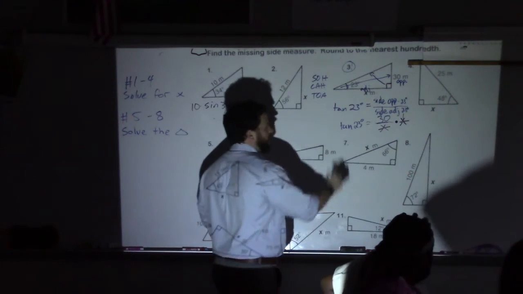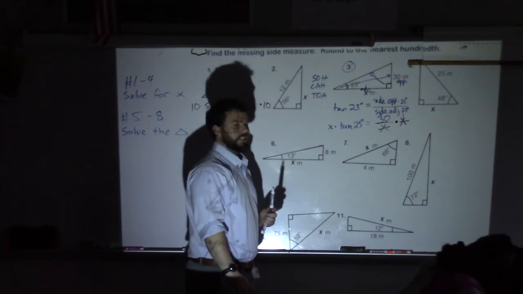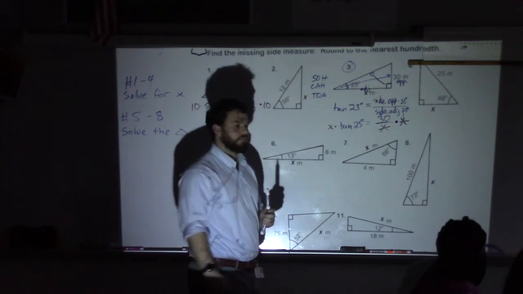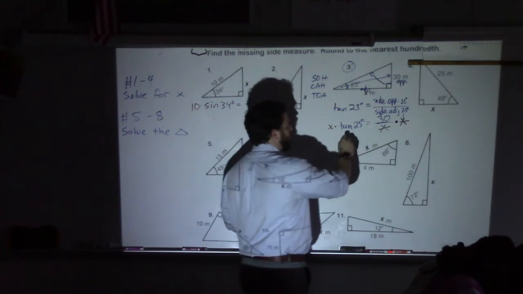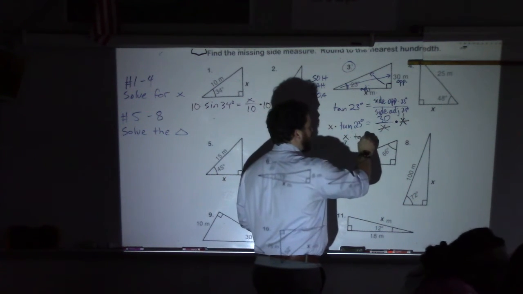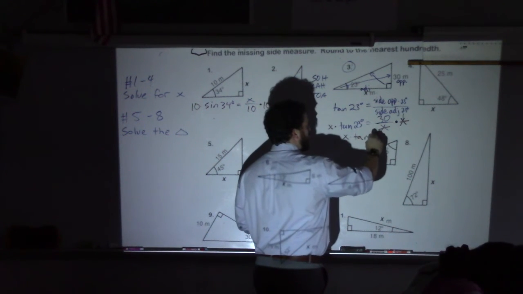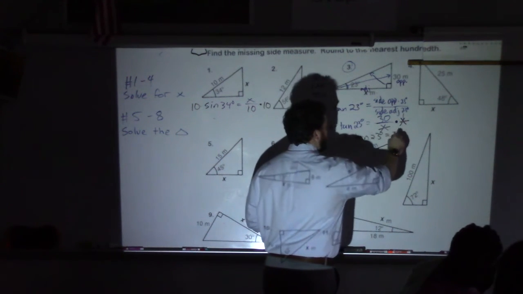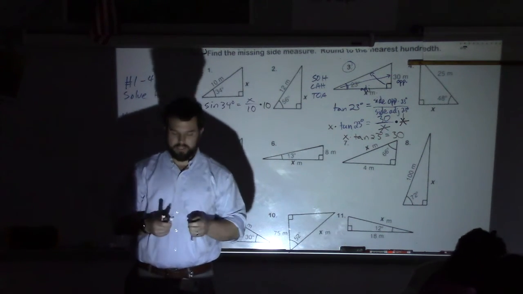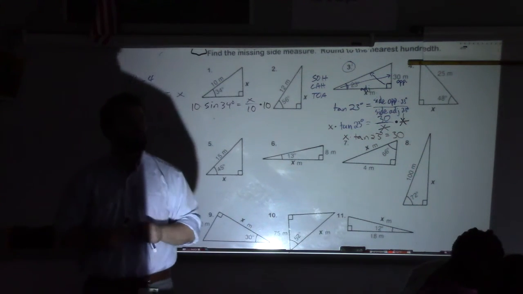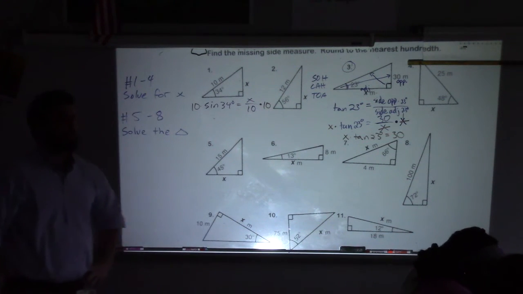Okay, but I need to do properties of equality. So X times the tangent of 23 degrees is equal to 30. Have I solved for X yet? Am I done? No. I'm almost there. I need what X is equal to though, so how am I going to do that?